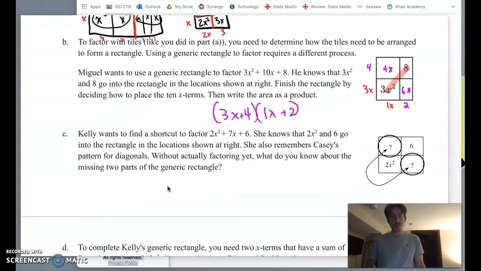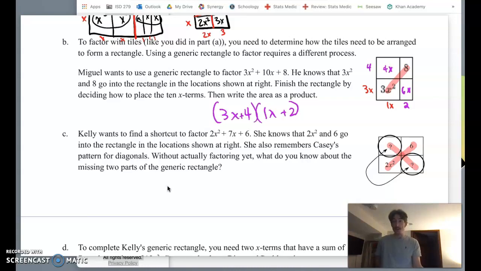Kelly wants to find a shortcut to factor 2x squared plus 7x plus 6. She knows to put 2x squared into the rectangle, and she also remembers Casey's pattern for diagonals. Without actually doing the factoring, what do you know about the missing 2 parts of the rectangle? Well, I kind of already gave it away in part B. Those missing 2 terms need to have a product of 12x squared.